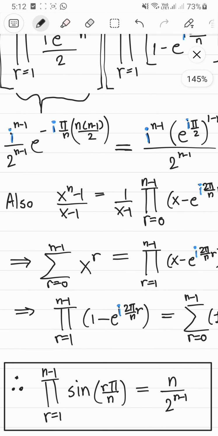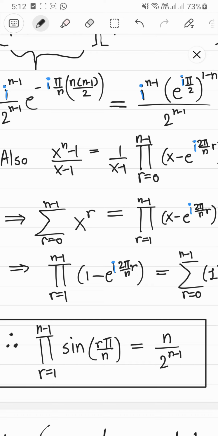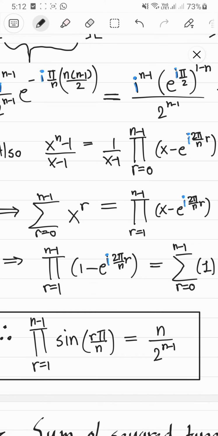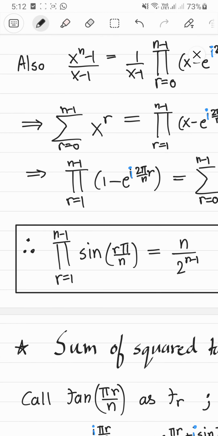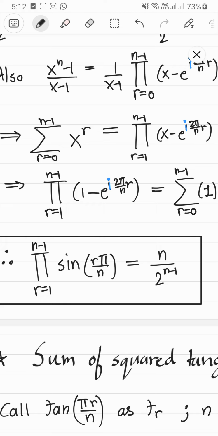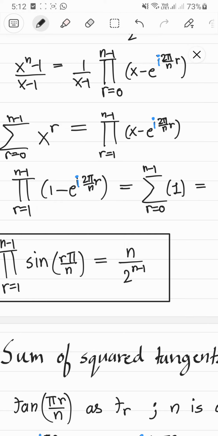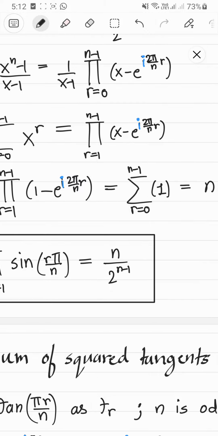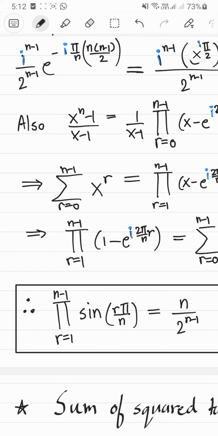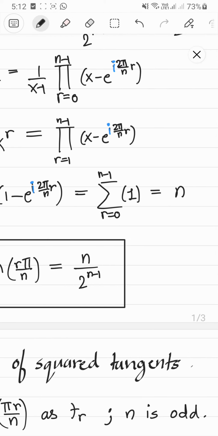Well, it does give us something that is correct, because the thing is that this is more fundamental than this, right? So we just have the product from r equal to 1 to n minus 1 of 1 minus e to the power i 2 pi upon n times r. That is the summation from r equal to 0 to n minus 1 of 1, which is basically n, right? So the left hand side, that thing is on the right side now.